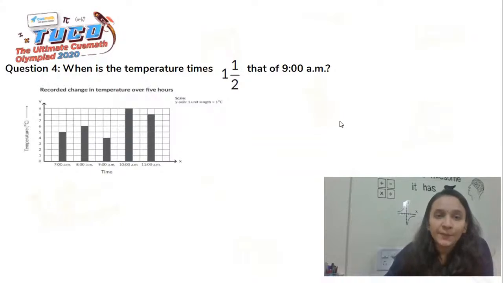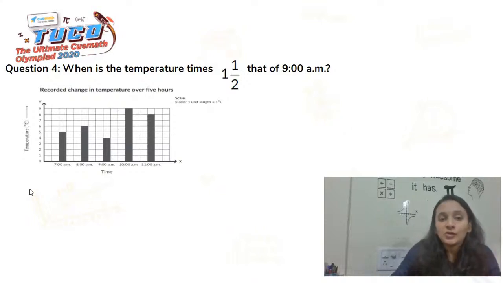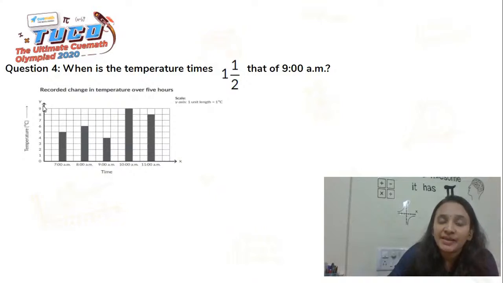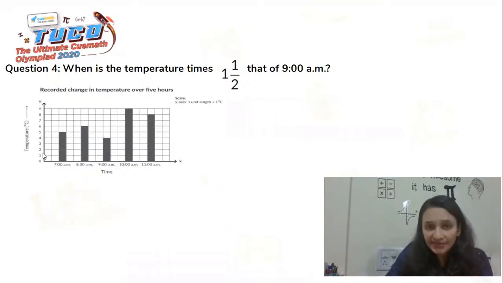Here it says, when is the temperature 1 1/2 times that of 9 a.m.? Okay. So the bottom line, that is the horizontal axis, the x-axis, is telling you different times. That is 7 a.m., 8 a.m., 9 a.m., 10 a.m., and 11 a.m. And at these different timings, the temperature was different, which is represented by the vertical axis, or the y-axis. Temperature is in degrees Celsius: 0, 1, 2, and so on, till 9 they have pointed it out.